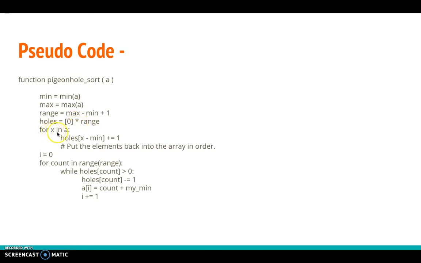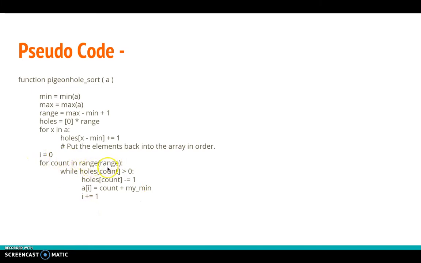So for x in A, so x is going to be each object or integer or whatever we're sorting. Then we can increment the number of items in that hole. Here we do it with holes x minus min, because that will give us a number that is relative to 0 to put in that bucket. So now the last loop for the count in range.